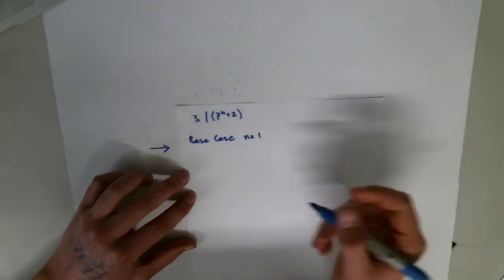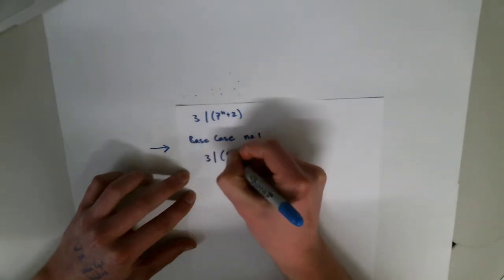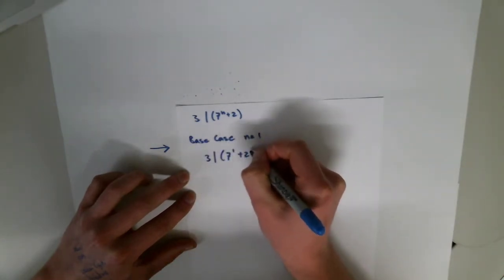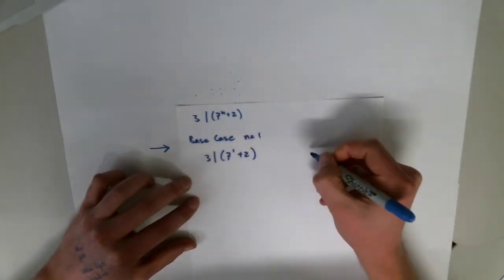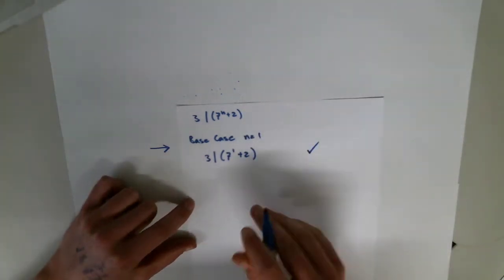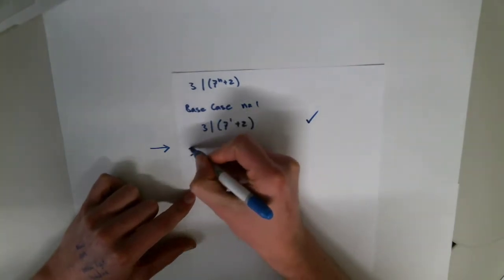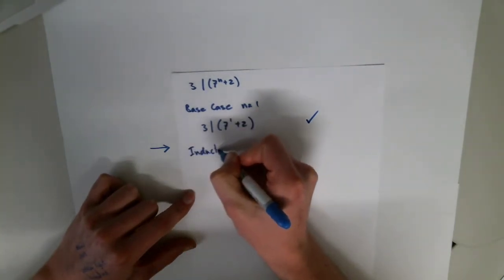In this particular instance, we can rewrite this as 7 to the power of 1 plus 2. 7 to the power of 1 is 7, plus 2 is 9. 3 evenly divides into 9, therefore our base case holds true. Now we need to move on to our inductive step.